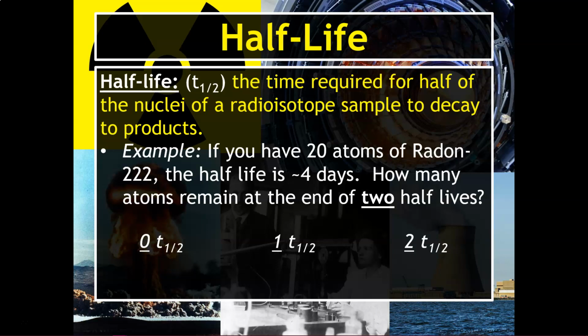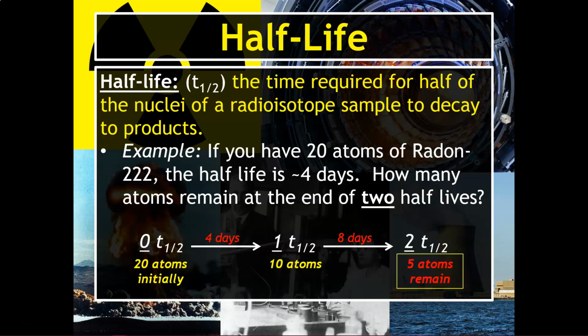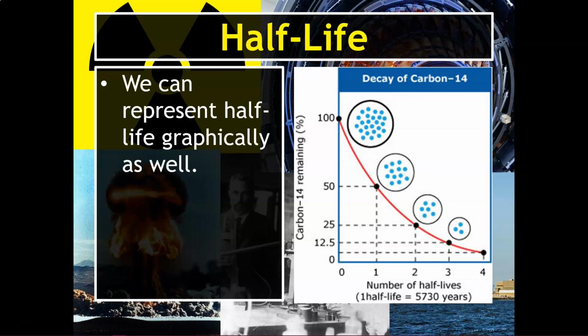So here's a nice visual that can help explain this. So there's 20 atoms initially to start. It goes through 1 half-life, that's 4 days. There's 10 atoms left because 10 is half of 20. It goes through a second half-life, which is also 4 days. Total of 8 days now, and we'll see that 5 atoms remain. We can represent half-life graphically as well. So for example, look at carbon-14.